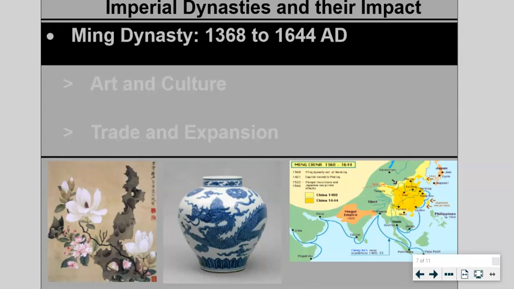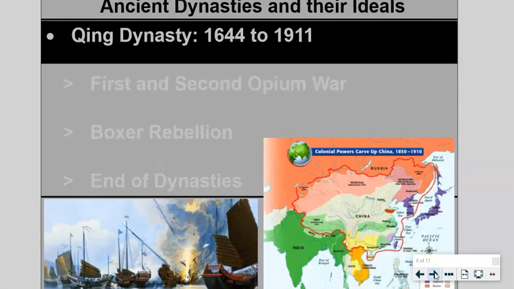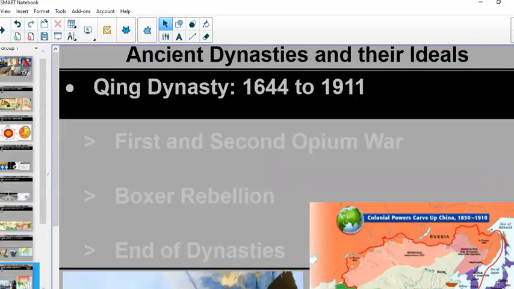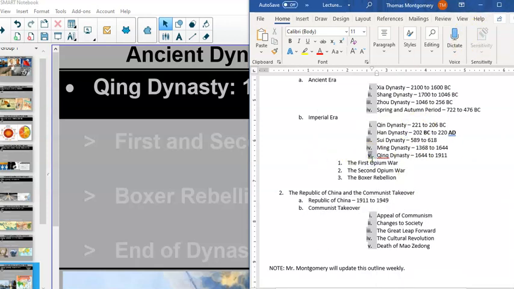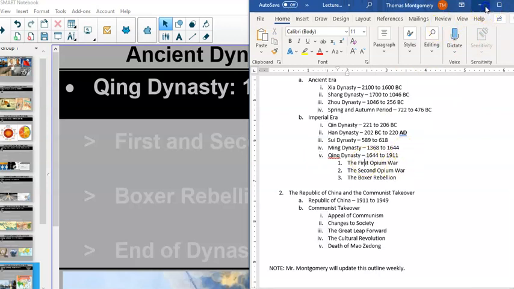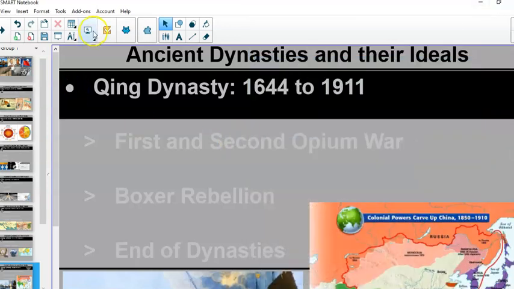And today what we're going to see is how some of that foreign influence does start to become a problem for our last dynasty, the Qing Dynasty. So if you've got your lecture outline out, you can see the Qing Dynasty right here. Today we're going to talk about the First and Second Opium War. And then in China Part 4, we'll start to look at the Boxer Rebellion, and then we'll take a look at the Republic of China and the communist takeover of China later on. Okay, so that's where we are today. Qing Dynasty, First and Second Opium War are the main objectives for the day.